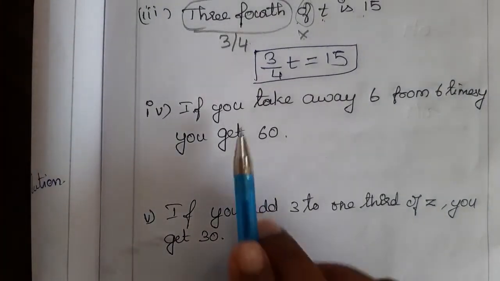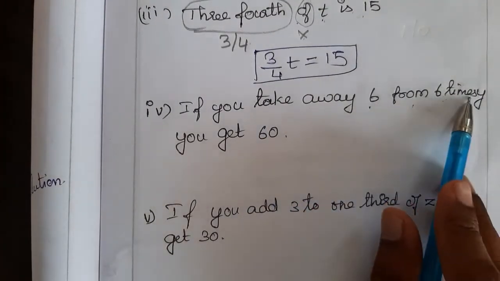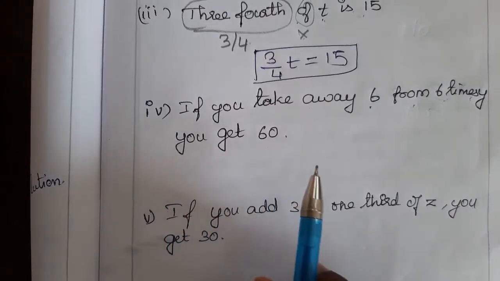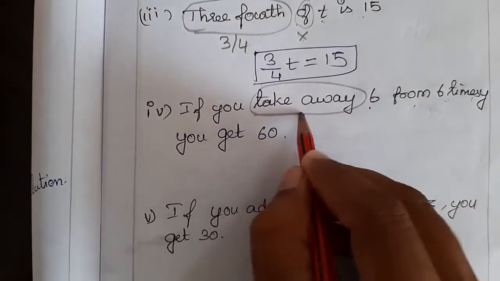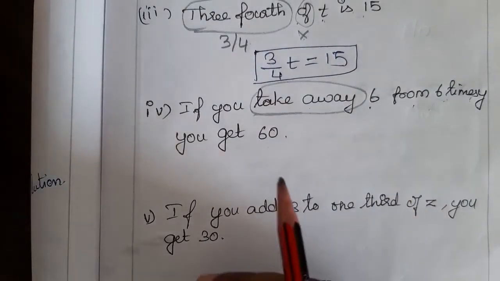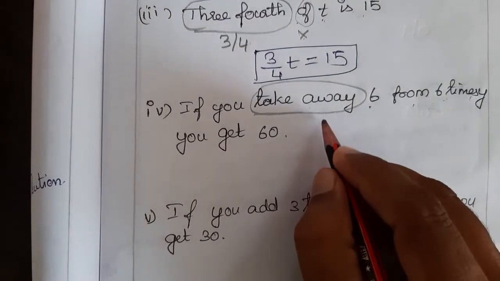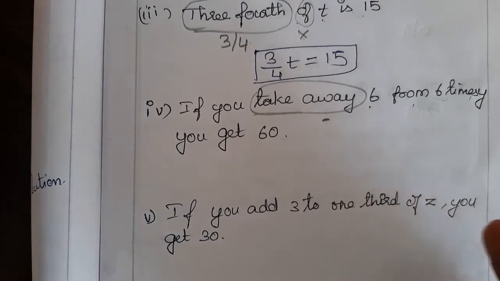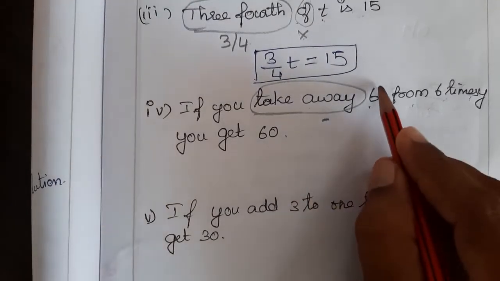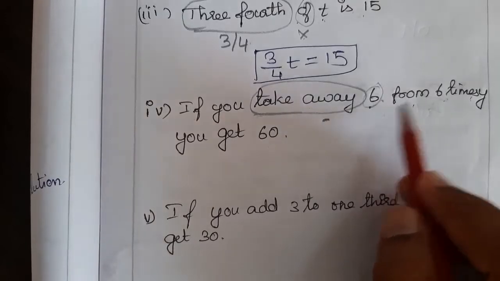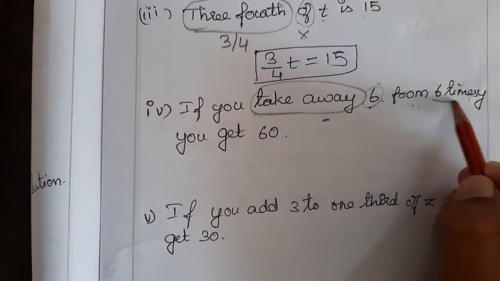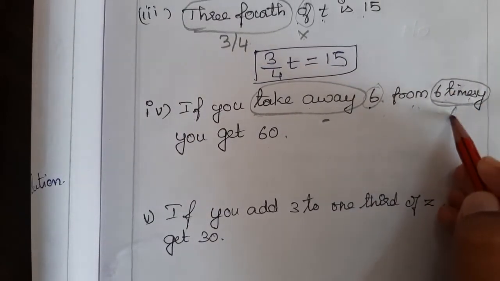Next, if you take away 6 from 6 times y, you will get 60. It is given you take away. Take away means we are just removing. It is called subtraction, right? Subtraction is the removing. So take away, we have to subtract a 6. From where do we subtract 6? From 6 times y. 6 times y means 6y, right?